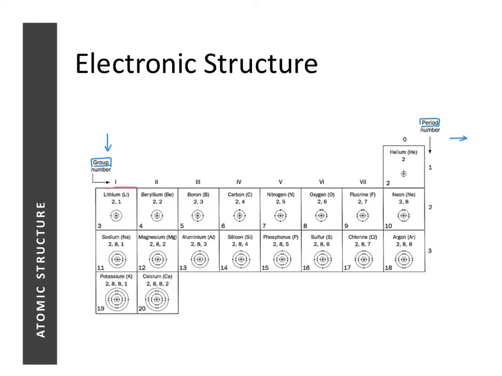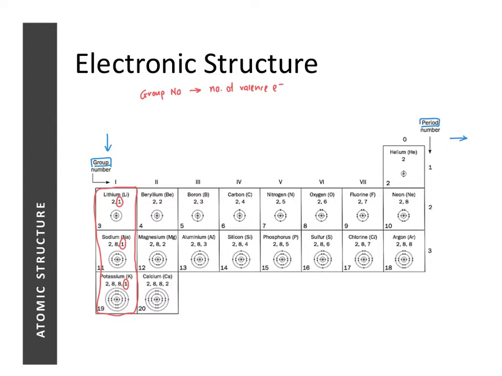Now, if we look at elements in the same group, for example group 1, can you spot any trend or pattern? I hope you can see that all the elements in group 1 have 1 valence electron. Check for the other groups. You'll find that the group number actually tells you the number of valence electrons.